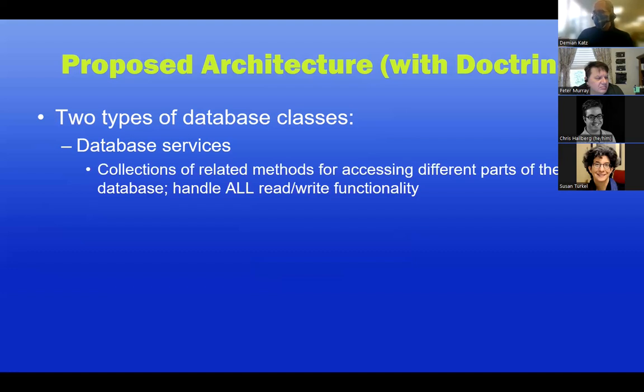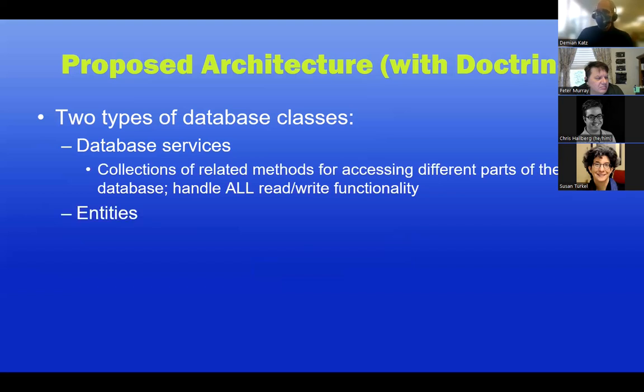But in this model, we're no longer locked in with a one-to-one correlation between table and class. So instead, we can think about things more logically, and we can have classes that handle related functionality, regardless of what parts of the database it's interacting with. And I think that this will just be a little bit cleaner in the long run.